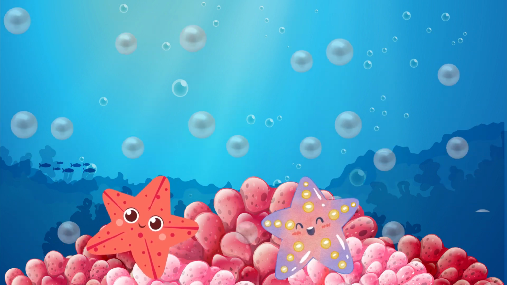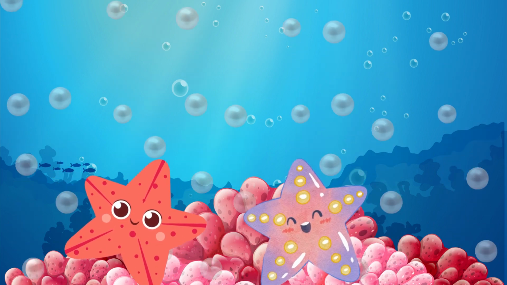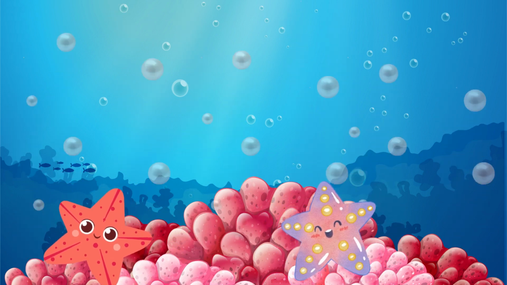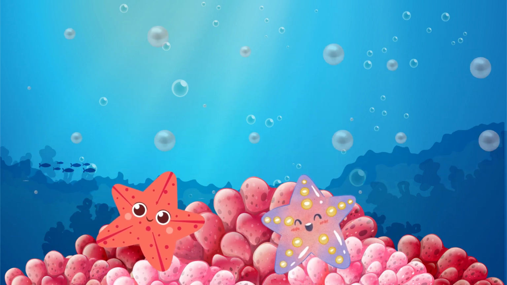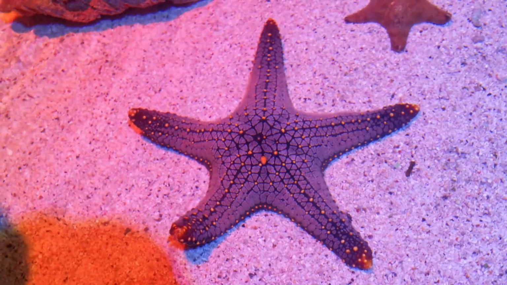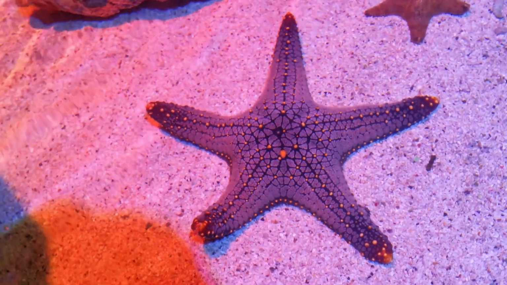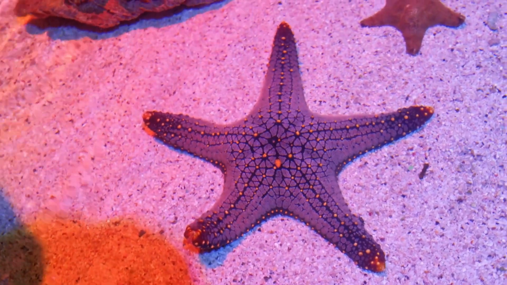Fourth, we will explore the underwater world and meet the starfish. Starfish are invertebrate animals that belong to the Echinodermata phylum and Asteroidea class. Starfish have radial symmetry and usually have 5 or more arms.